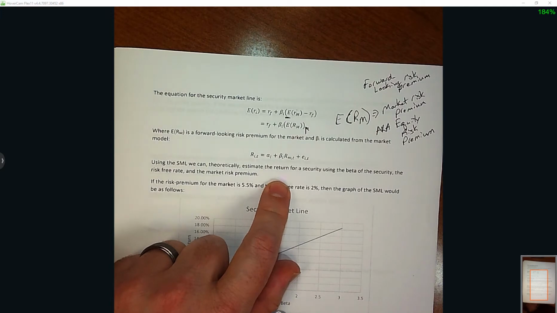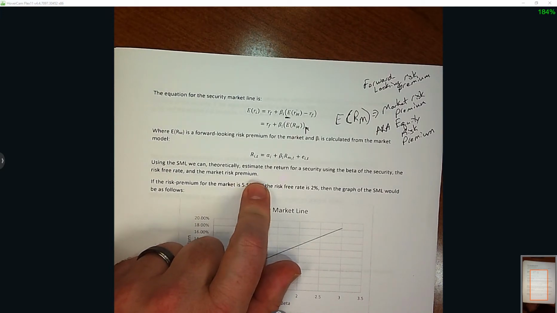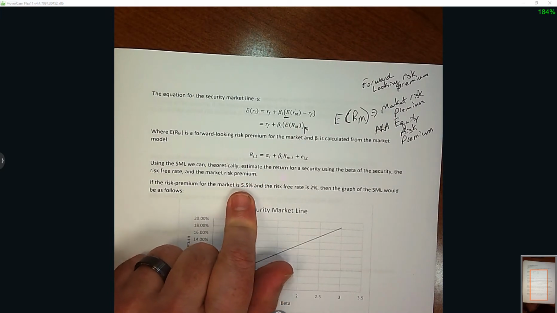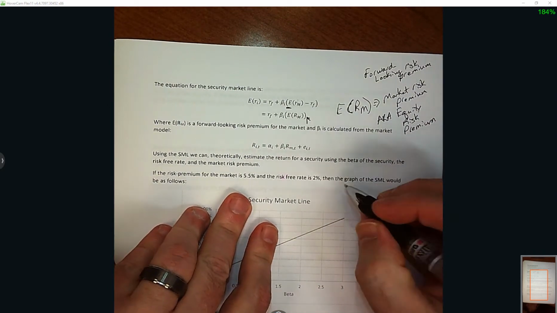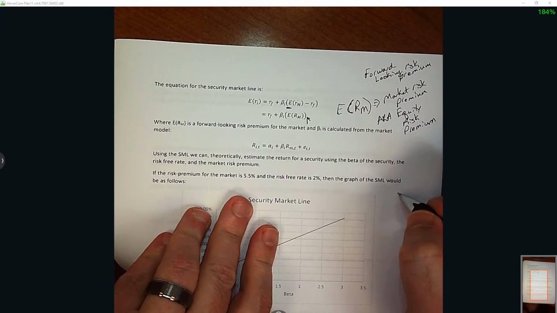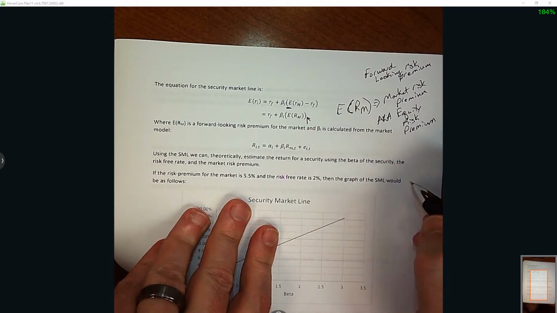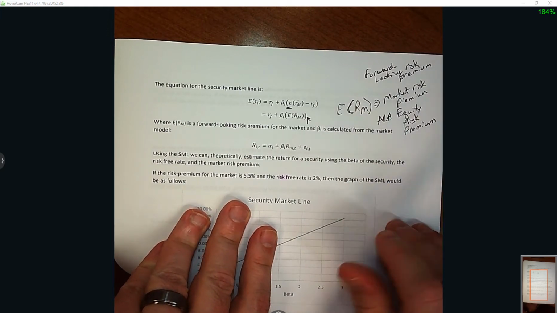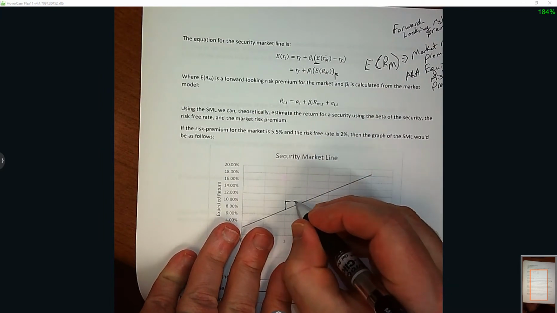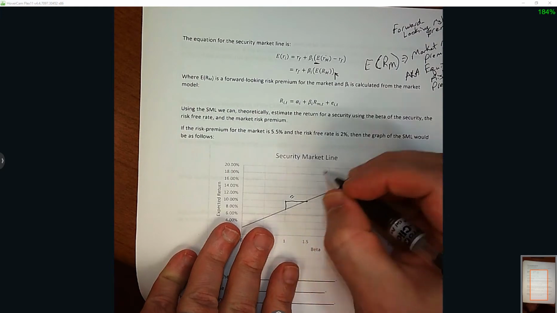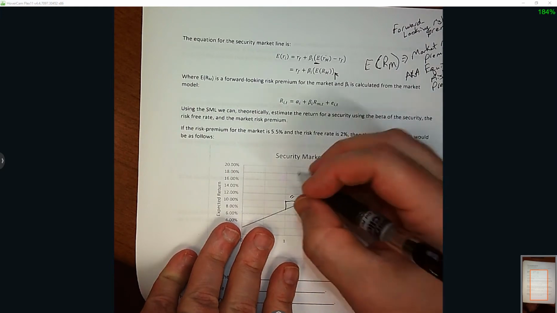So using the security market line, we can theoretically estimate the return for a security using the beta of the security, the risk-free rate, and the market risk premium. So if the risk premium for the market is 5.5%, the risk-free rate is 2%, then the graph of the security market line would be as follows. The slope of the security market line is equal to the market risk premium.